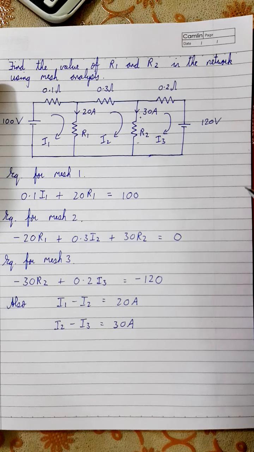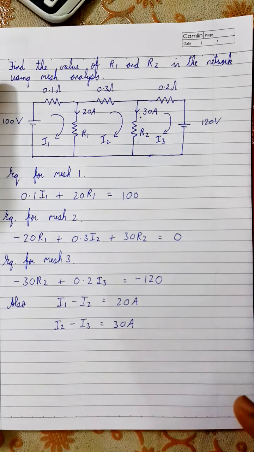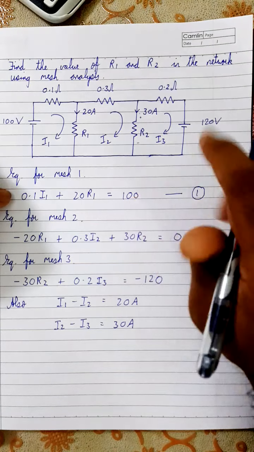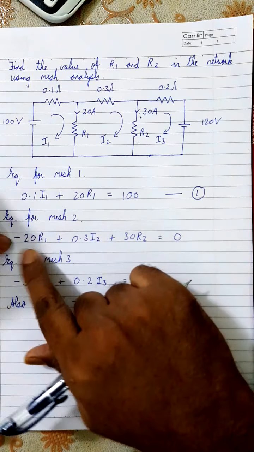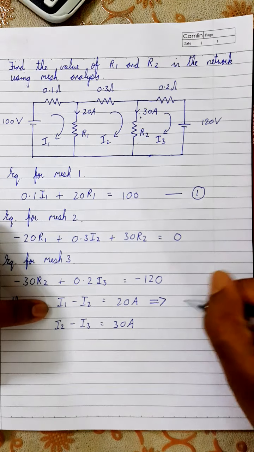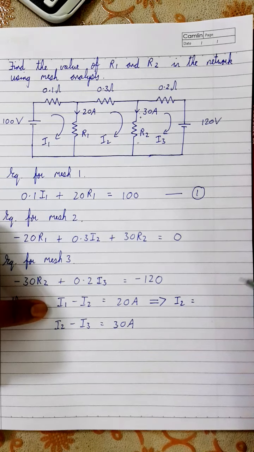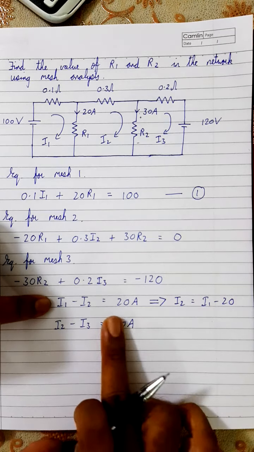First, I'm going to remove I2 and I3 from these equations. Equation 1 is as it is. I'm not going to make any change in equation 1 because equation 1 contains I1 and R1. Whereas over here, I want R1, I want R2, but I don't need I2. So I'm going to change the value of I2. We know that from here I can say that I2 is equal to I1 minus 20.